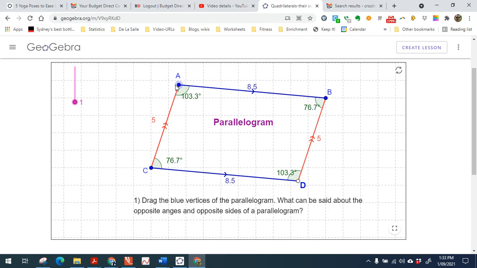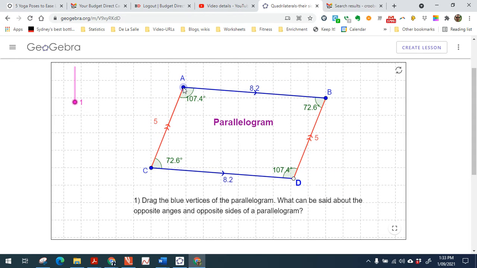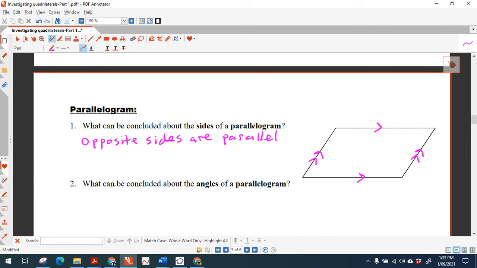And no matter what I do, no matter how I change that parallelogram, the opposite sides are always equal in length. Okay, so let's write that down. Opposite sides are parallel and equal.